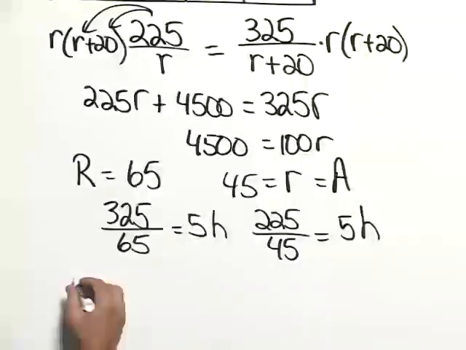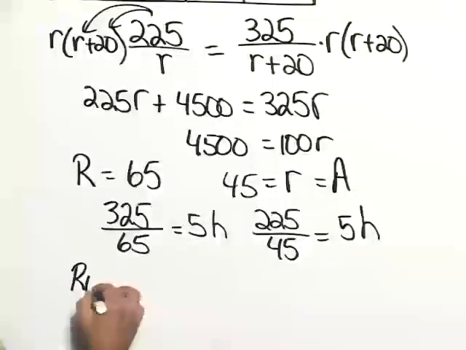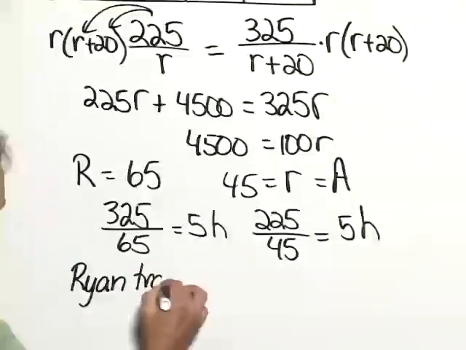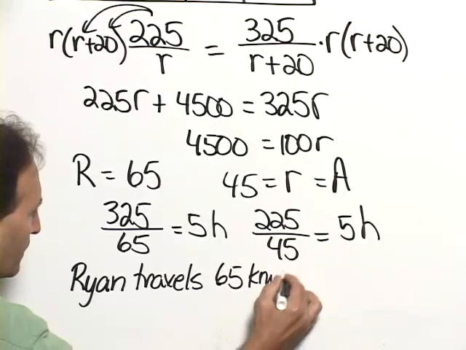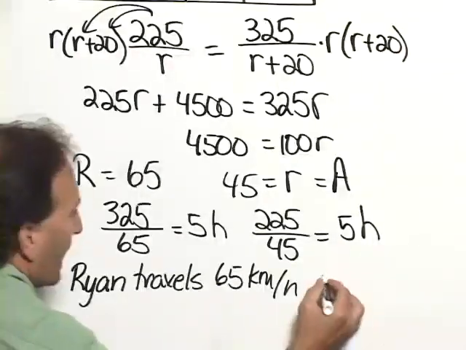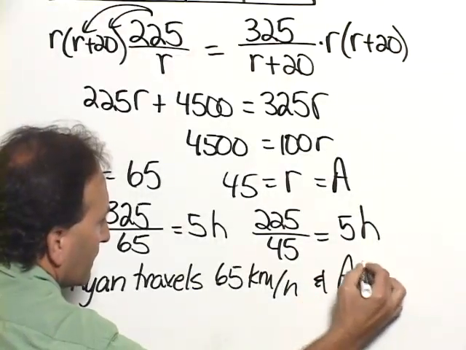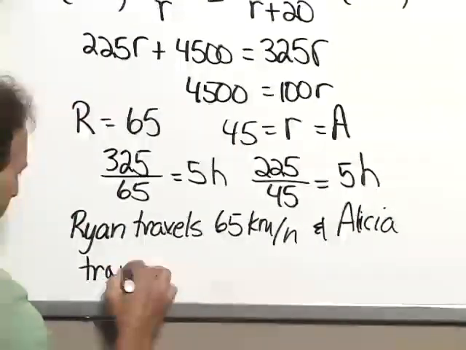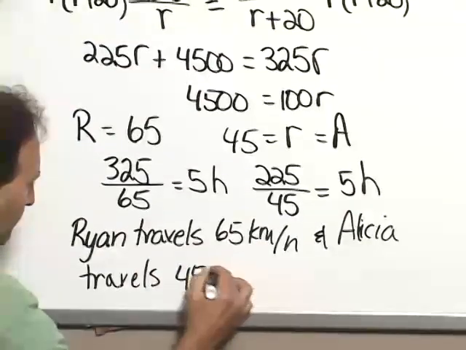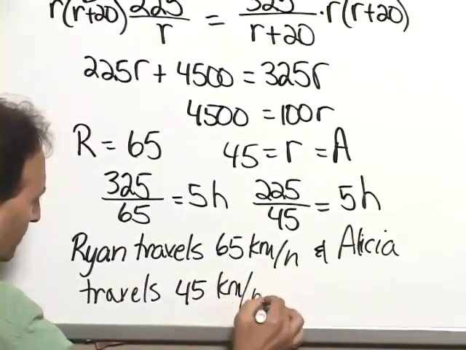So the fifth step of the process is to state the answer. So what we would say is that Ryan travels 65 kilometers per hour and Alicia travels 45 kilometers per hour.